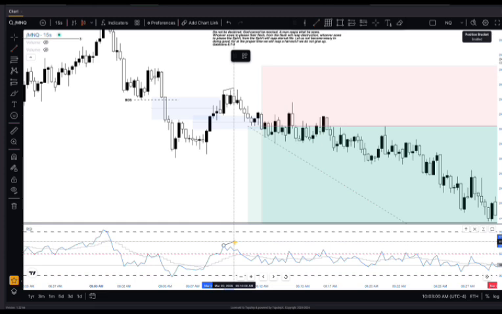Let's see what it's doing on the 5-minute. A little bit of a pullback. See, we have a break of structure, fair value gap. It's 1027. Is it going to play out above this or below?